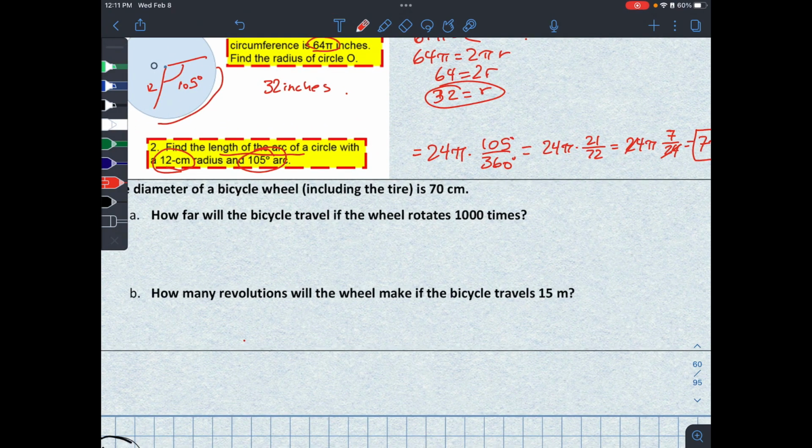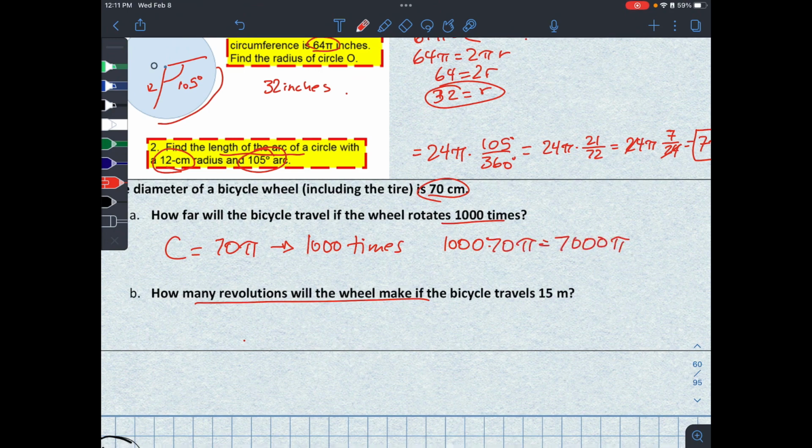One quick last example. I'm going to jump to part B here, skip part A. Well, let's do it. We've got to do both. So we're rotating 1,000 times. How far does the bicycle travel? Well, first thing you need to know is the circumference of this circle. So its diameter is 70, so 70 pi would be once, right? And then if I want to do that 1,000 times, you would take 1,000 times 70 pi, which would be 7,000 pi. And again, we put centimeters here.